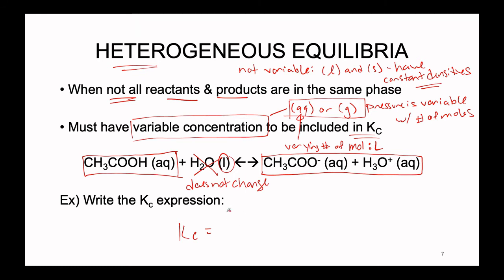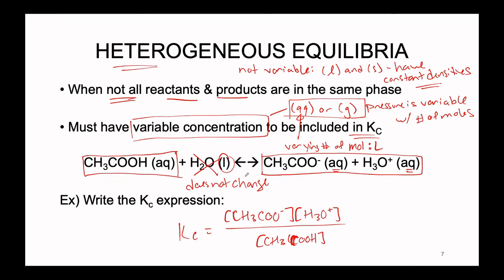So the products that we are going to include are going to be both of them. We can see both the acetate ion and the hydronium ion are in aqueous phase. Since they're in aqueous phase, they can have varying concentrations. The CH3COO minus concentration will be multiplied by your H3O plus concentration, and all of this will be divided by the acetic acid CH3COOH concentration. It should be 1C.